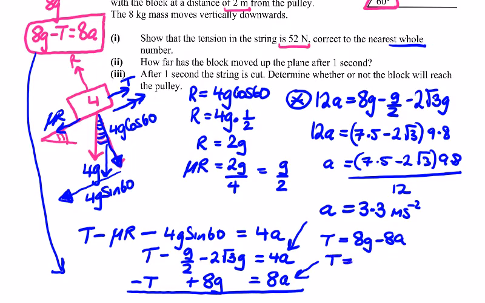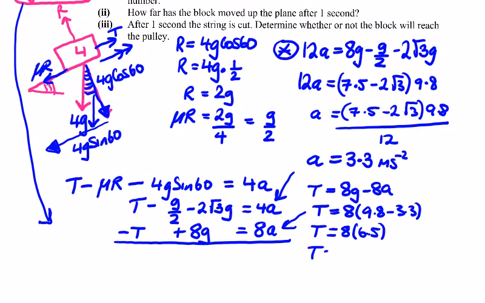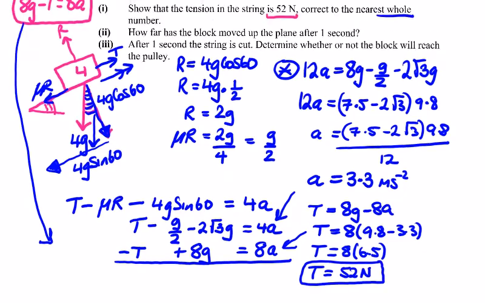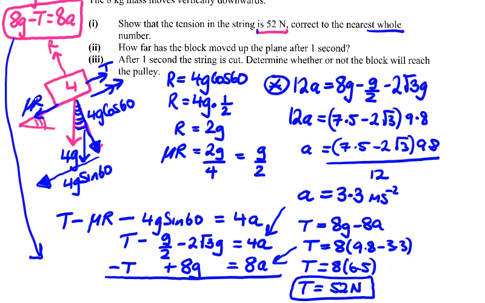So T is equal to 8 times (g minus a), 9.8. That's 8g minus 8a, 3.3. So tension is equal to 8 times 6.5, 48 and 4. T is equal to 52 newtons. What were we asked to show? T is equal to 52 newtons.